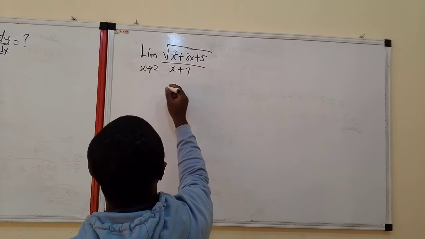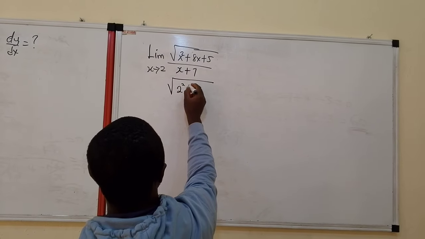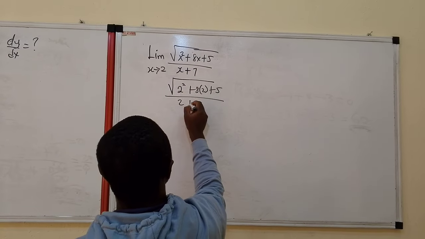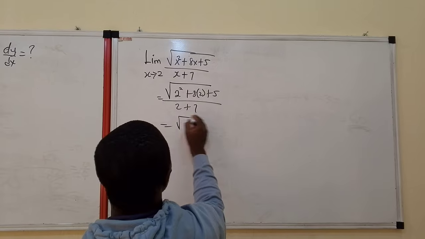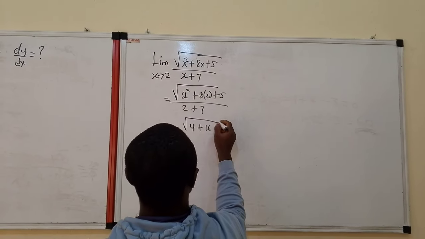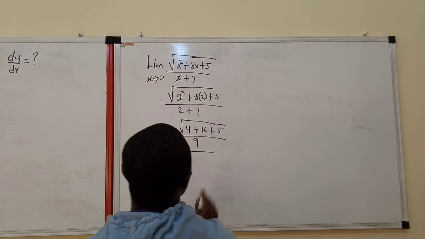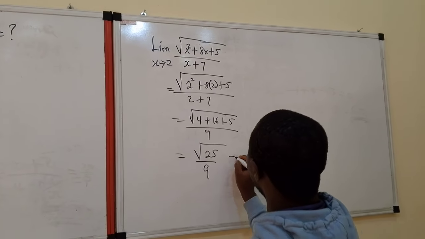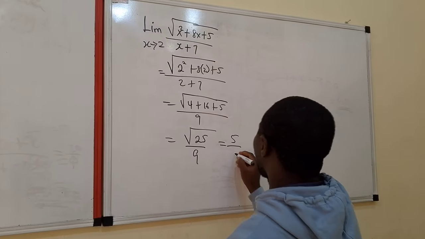We are going to get the square root of 2 squared plus 8 into 2 plus 5, over 2 plus 7. This will give me the square root of 2 squared is 4 plus 16, 8 times 2 is 16, then plus 5, over 2 plus 7 is 9. This will give me the square root of 20 plus 5, 25 over 9. Square root of 25 is 5 over 9. This is my final answer.